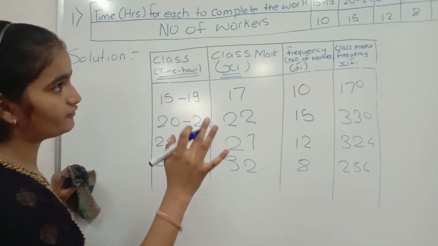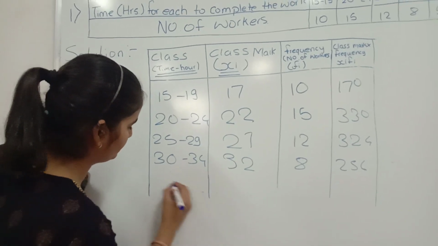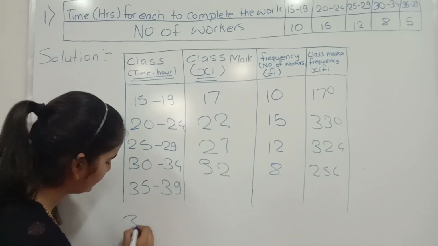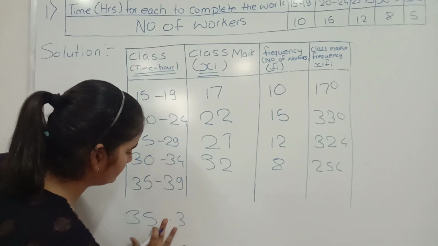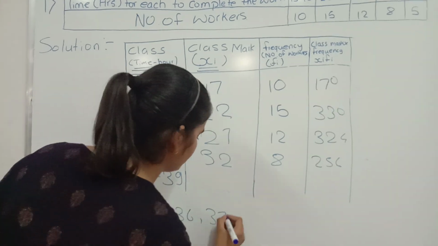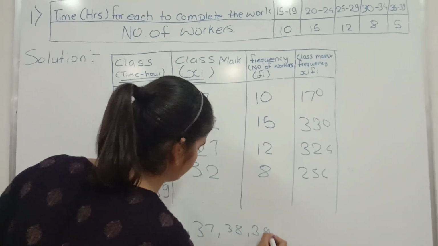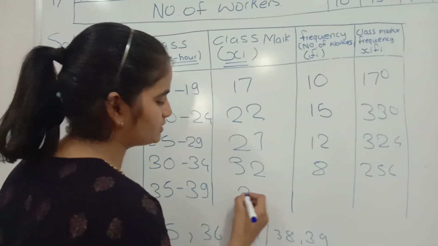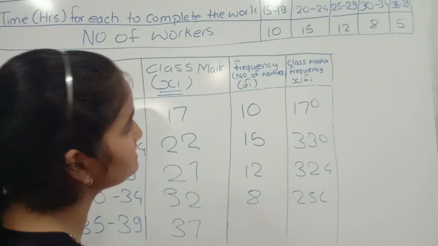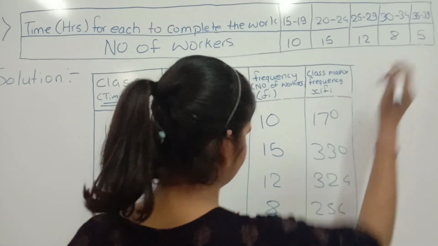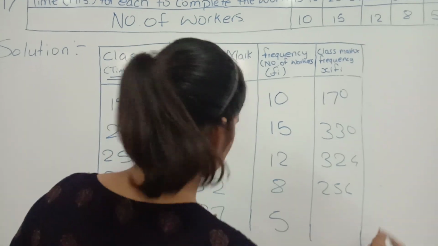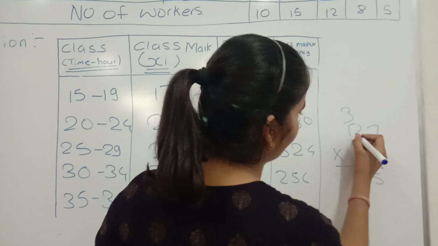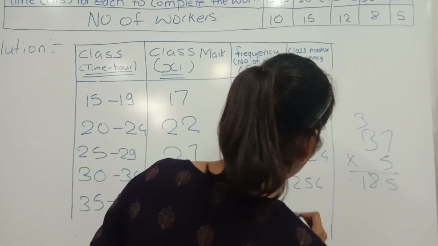Talking about the fifth one, it's 35 to 39. Take all the numbers between 35 and 39: 36, 37, 38 and 39 the last. So of course the middle will be 37. So what we are going to take here is of course 37. The frequency, look below the 35 to 39, it's 5. Okay. So 37 multiplied by 5: 5 sevens are 35, 5 threes are 15 plus 3, 18. It is 185.